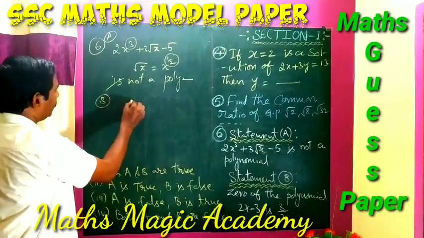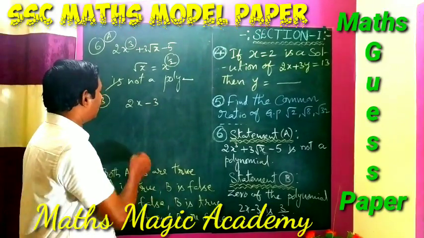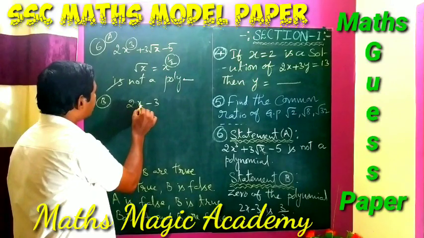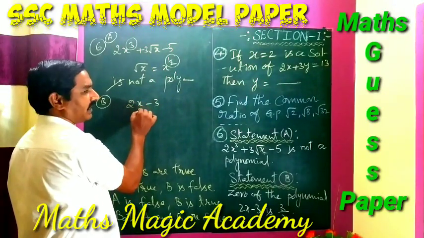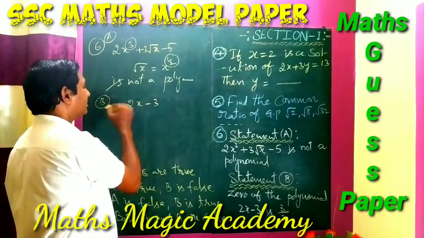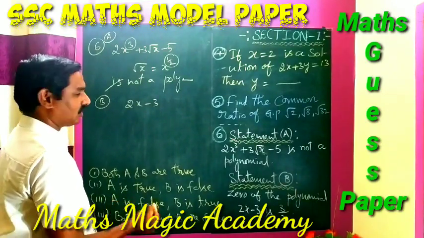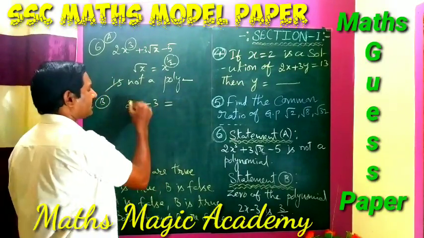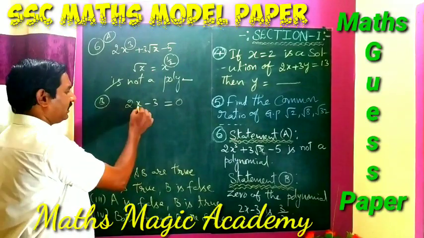So here 2x minus 3 is a polynomial. In that polynomial, there is one variable, that is x. If you substitute a number in the place of x and it becomes 0, then whatever value is substituted in the place of x is nothing but the zero of the polynomial. How to find it? Before that, you have to assume that this is equal to 0. Then only we can find it.